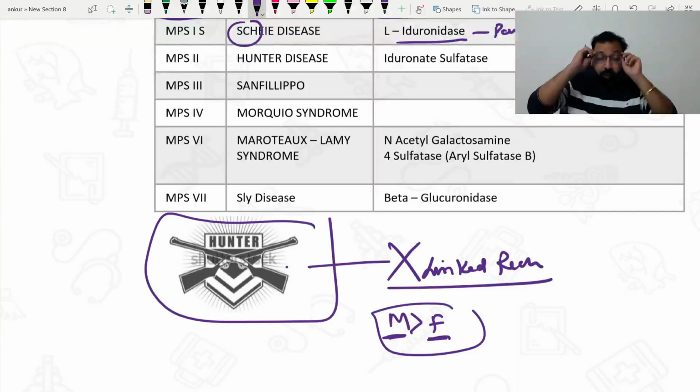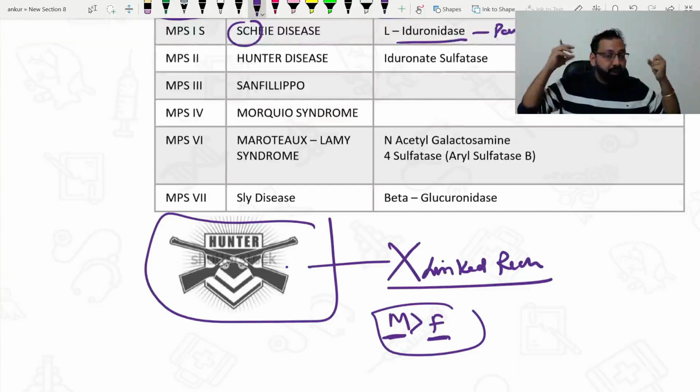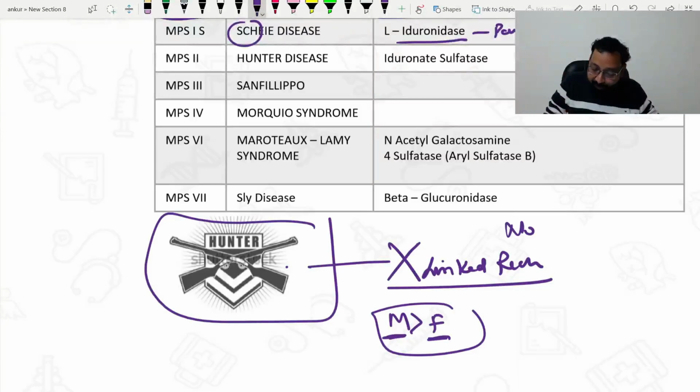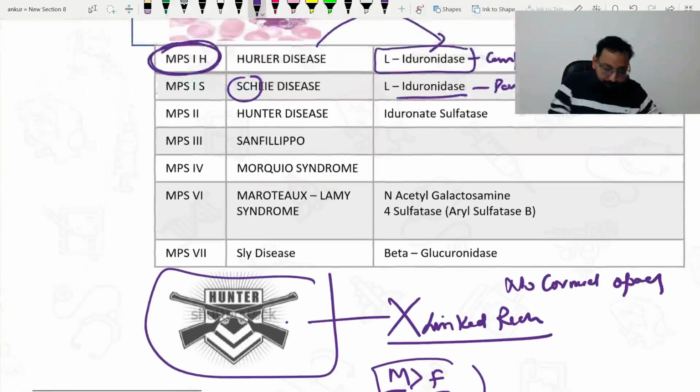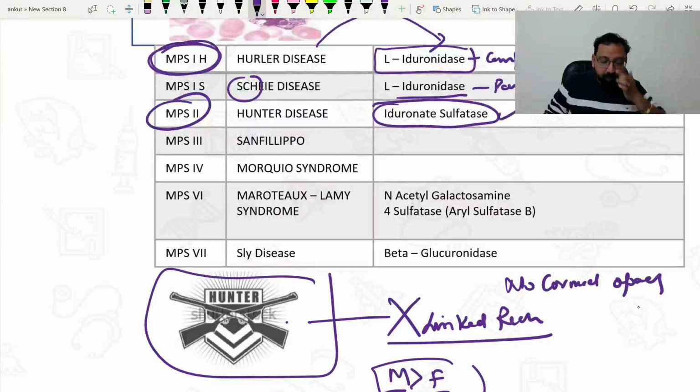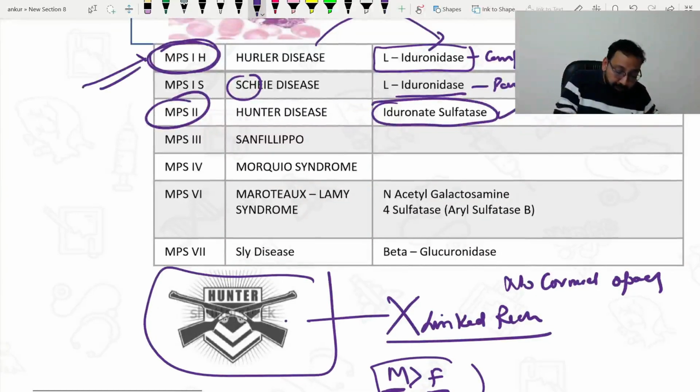If you are going for hunting, your corneal opacity should not be there, your vision should be clear, otherwise you will be hunted by the lion. So nature is very wise, or we are very wise, we named it in such a way, Hunter's disease. No corneal opacity. And the name of the deficient enzyme is iduronate sulfatase. In MPS 1, one word is deficient, iduronidase.